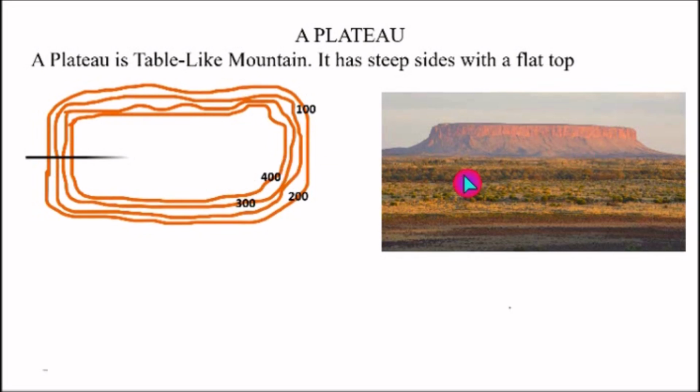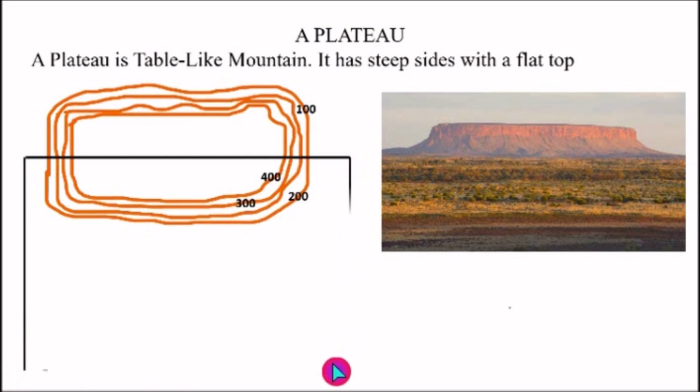Let us use a cross-section to indicate the characteristics or features of a plateau. You draw your horizontal line to cut across all the contours. Then a vertical line or axis like this. Then another vertical line at the right side like this. After that, you calibrate it according to the calibrations of the contour. The highest is 400, so 100, 200, 300, 400. So you end at 400.